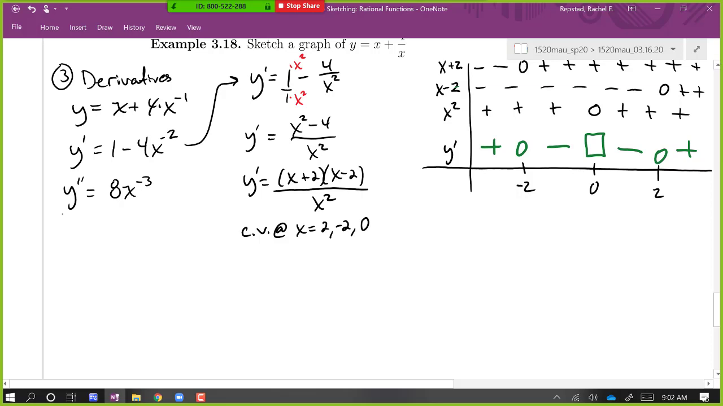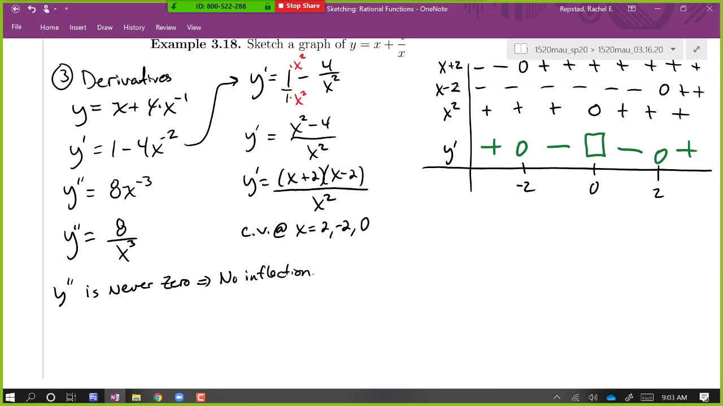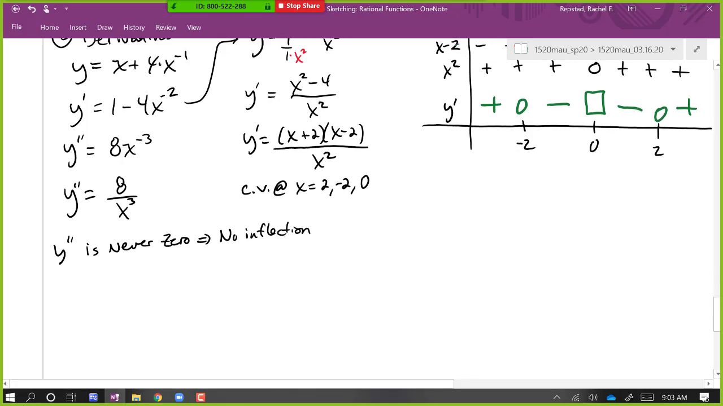Okay, so the second derivative, I'm going to rewrite this. I have 8x to the negative 3, so 8 divided by x cubed. Y double prime is never 0, so there are going to be no inflection points. However, it's 8 divided by x cubed. X cubed can change signs, and that means so can y double prime. We will have parts that are concave down and concave up.